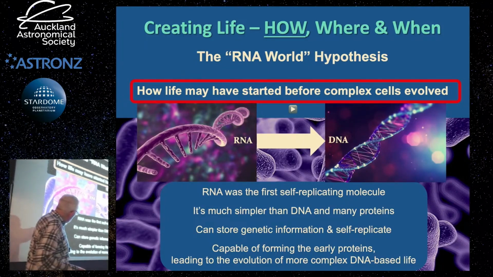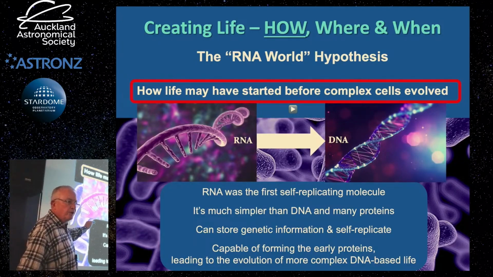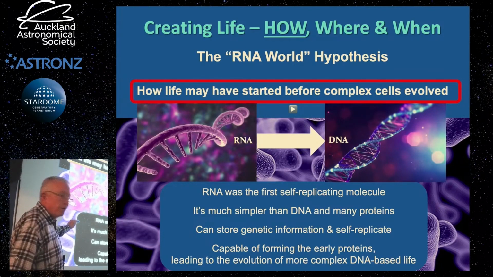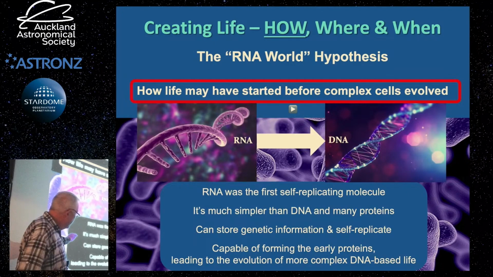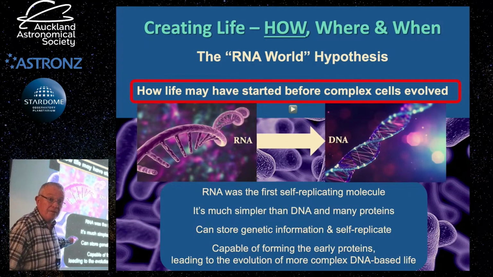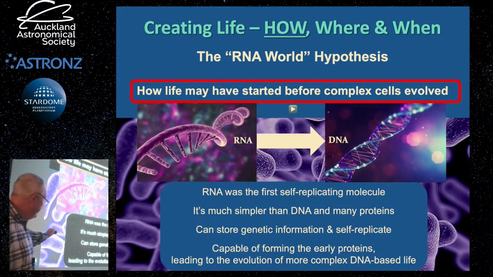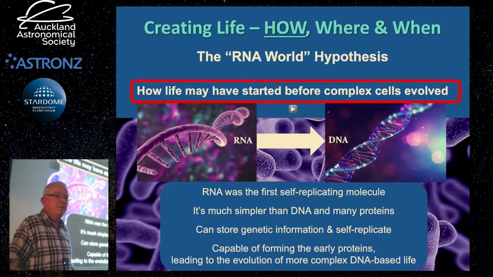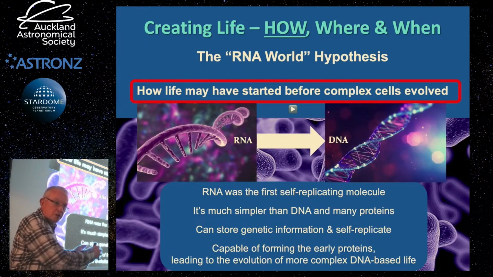So it proposes that RNA was the first self-replicating molecule. It can occur naturally. It's much simpler than DNA and many proteins, which is an advantage because it's easier to make. It can store genetic information. It can self-replicate. It can do the job. And it's also capable of forming the very early proteins, leading to the evolution of more complex proteins and the more complex and stable DNA. And you're going to learn shortly that this all takes millions of years, but it's all plausible. It can all happen.